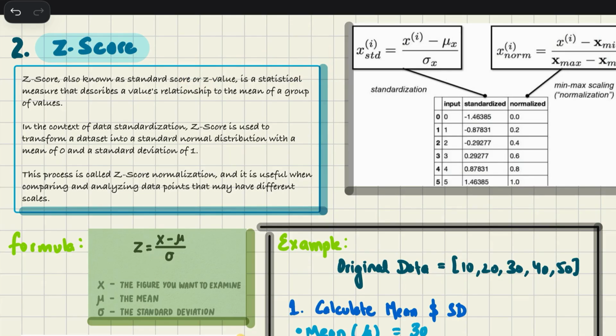Alright, so this is the exact formula of Z-score: the actual examined data point minus the mean, divided by the standard deviation. So this is the formula of Z-score. Z-score is used to transform the data set into a standard normal distribution with mean 0 and standard deviation 1. It is useful for comparing and analyzing data points that may have different scales. So we have two methods: either we use Z-score, or we use normalization.